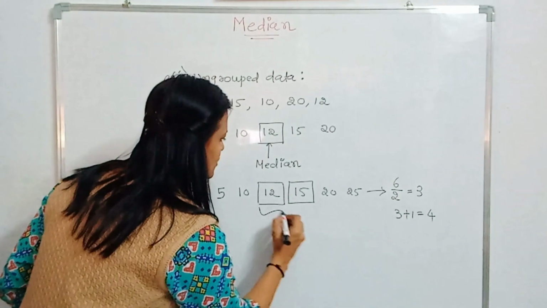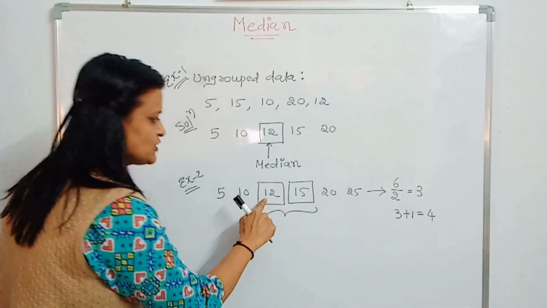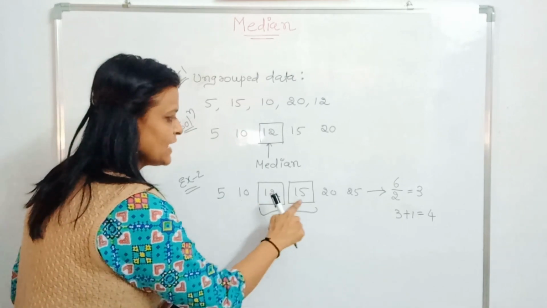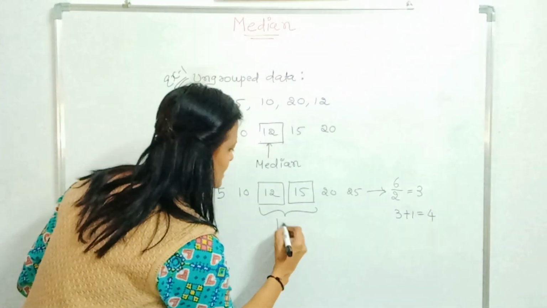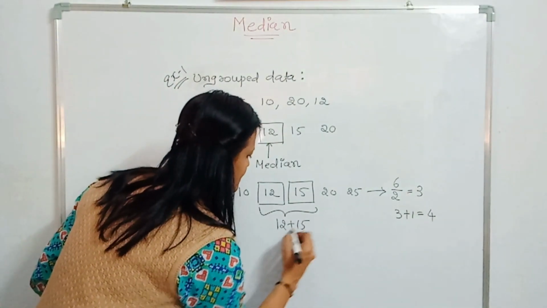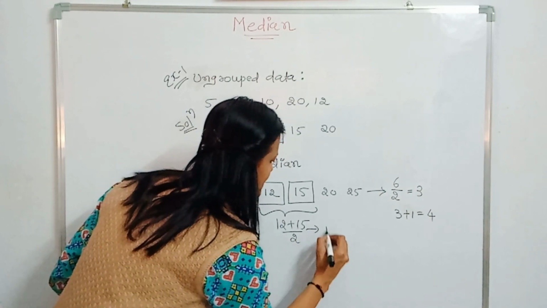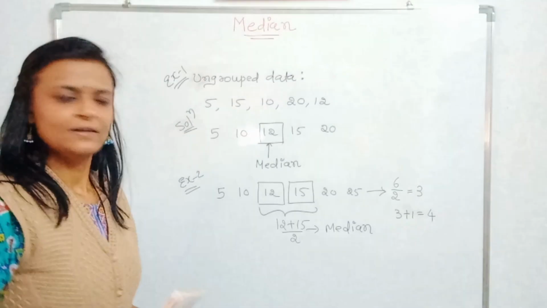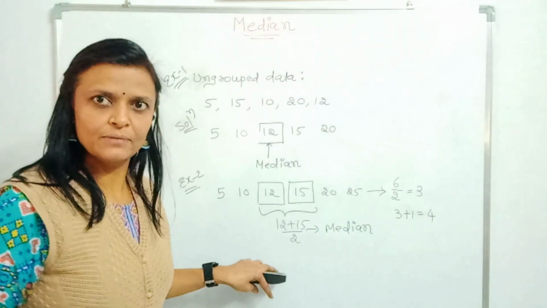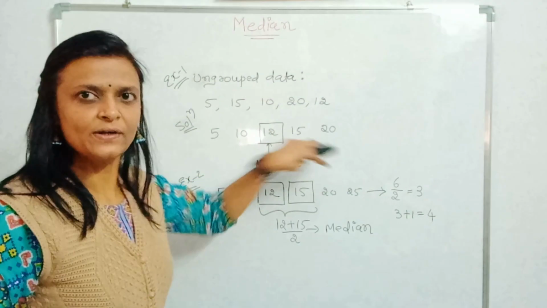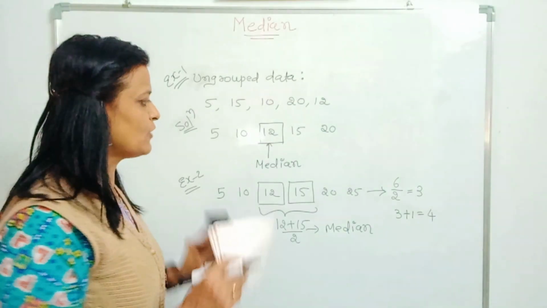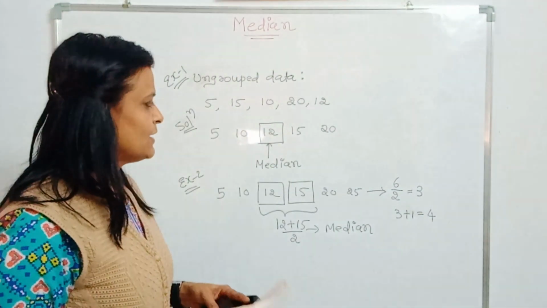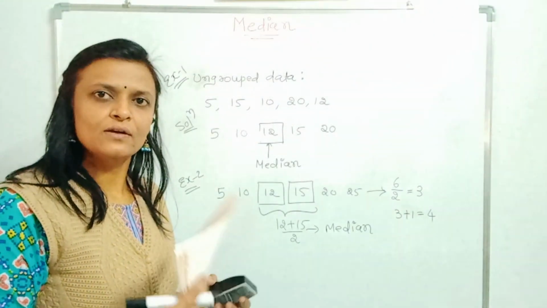Now the median of this data will be average of these values which we obtain at third and fourth position, that means 12 plus 15 divided by 2. This is my median of the given data. Here my data is in even number. Here my data was in odd number. So this is how we can find out the median when the data is given in odd or even number.